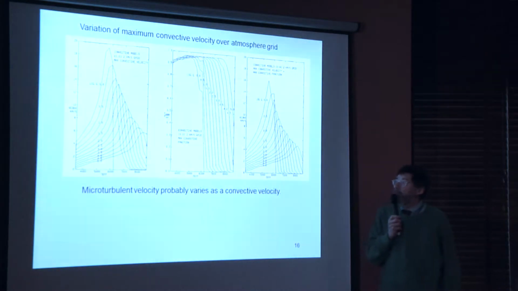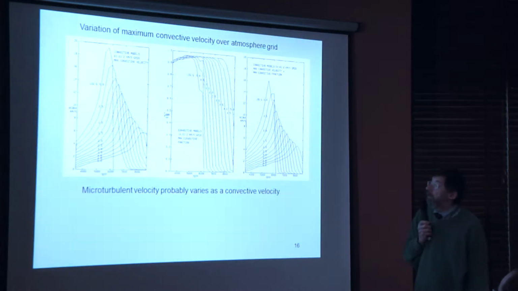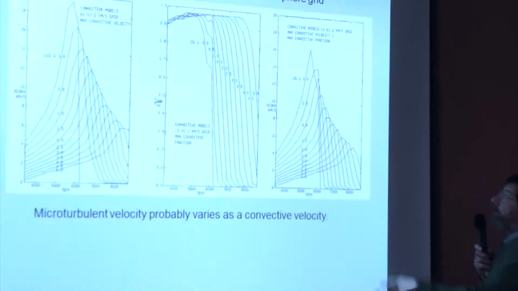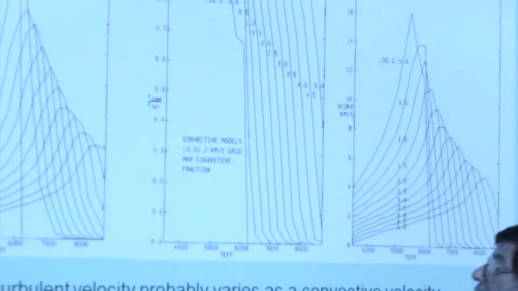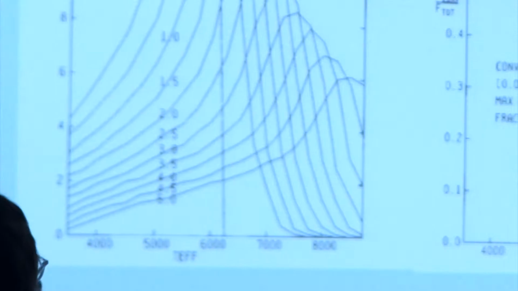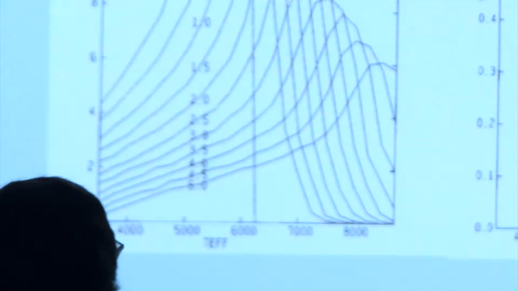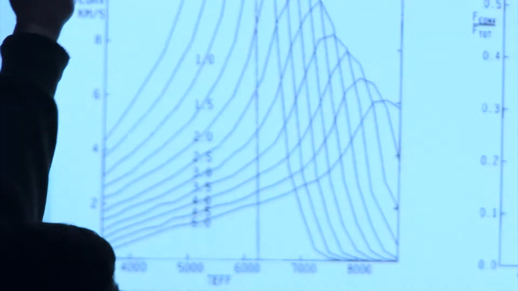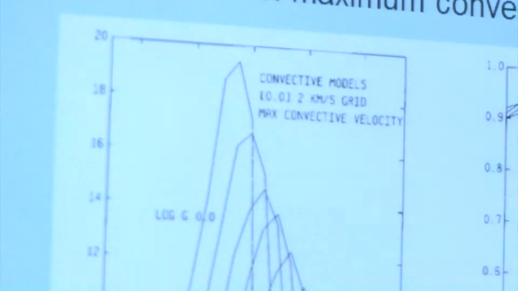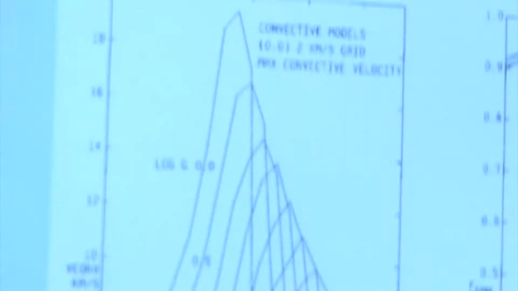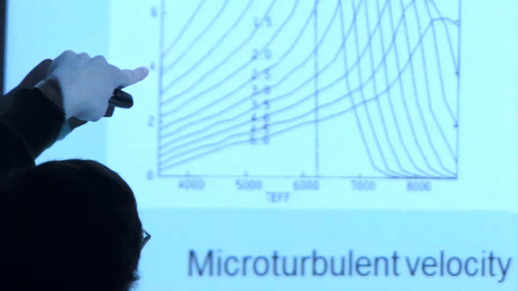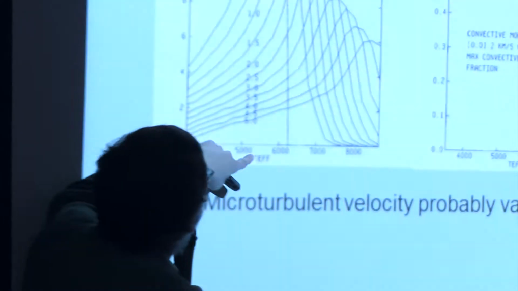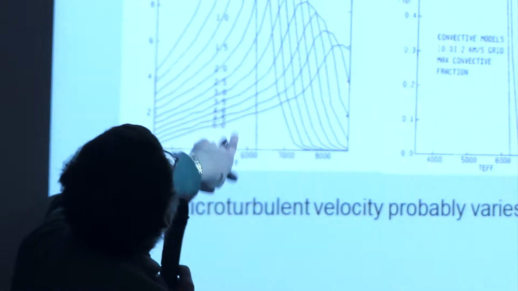So I did an experiment. I took a whole set of models with varying effective temperature from 3,500 degrees to 8,500 degrees. And I plotted the convective velocity, the maximum convective velocity in the atmosphere. So this is 0 kilometers, 20 kilometers at the top. So in an M dwarf at 3,500 degrees, the maximum convective velocity is 1/4 of a kilometer per second. And in an M supergiant, it's more than 4 kilometers a second. If you go to a 5,500 degree supergiant, it gets up to 20 kilometers per second.